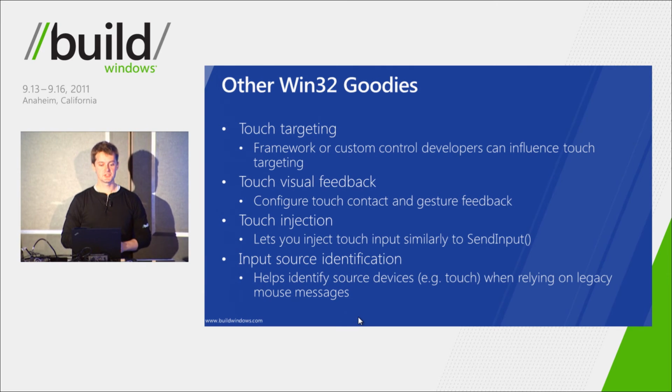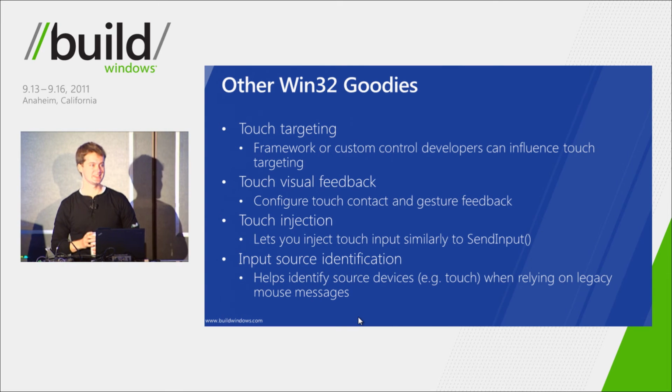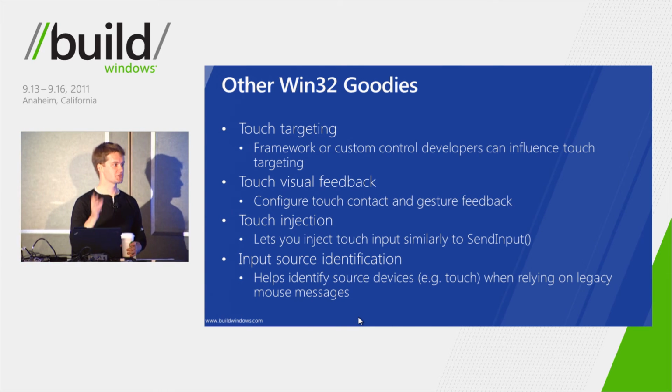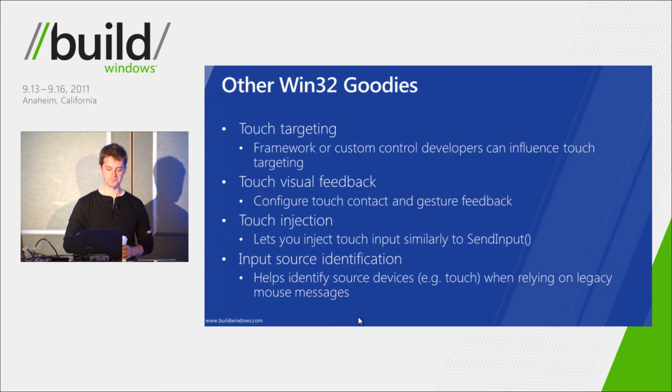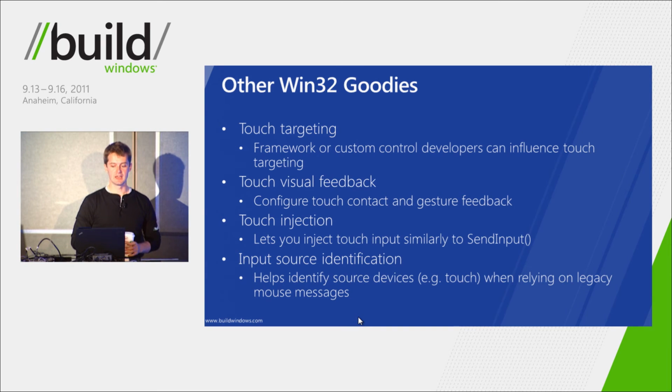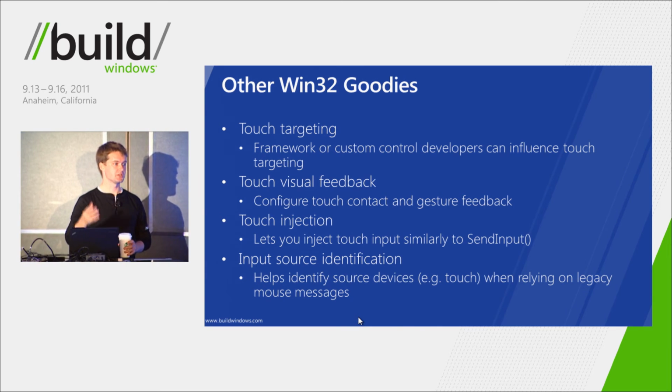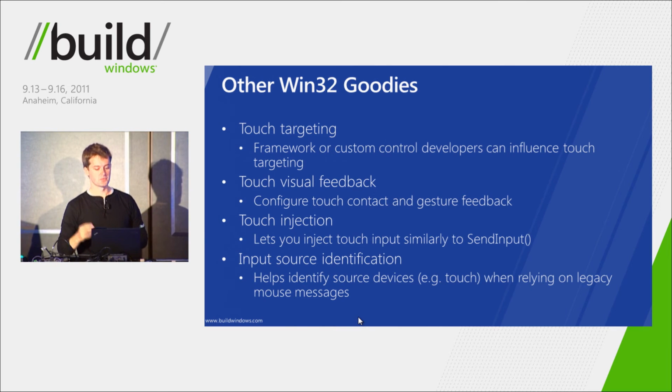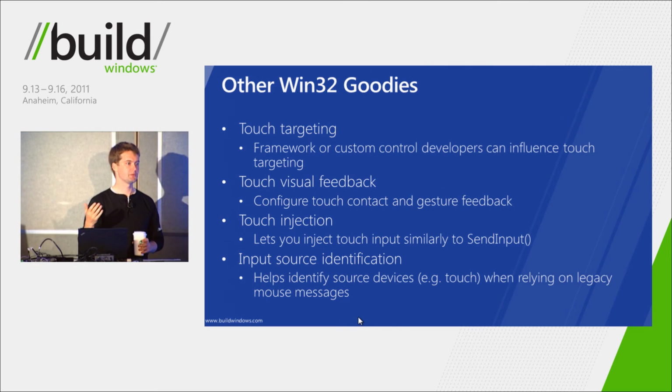There's some other goodies in Win32. For touch targeting, there's a WM Touch hit testing event that you can listen to and respond to, much like the on-hit testing event in Core Window. For visual feedback, there's a series of APIs off DWM. They're all called DWM Render Foo. So DWM Render Gesture, DWM Render Tether, etc. And there's set window feedback setting, which lets you control for an HWND whether you want visual feedback on it or not. For touch injection, so if you like send input, there is inject touch input, which can be helpful for accessibility apps, test frameworks, anything where you need to programmatically inject touch.